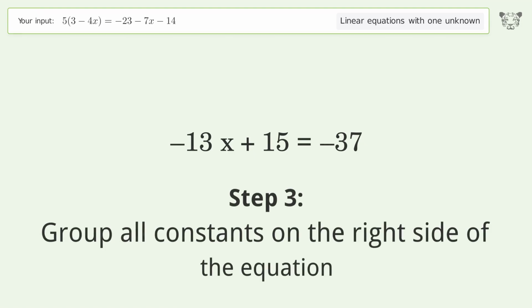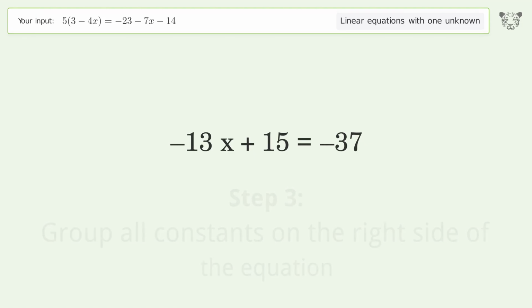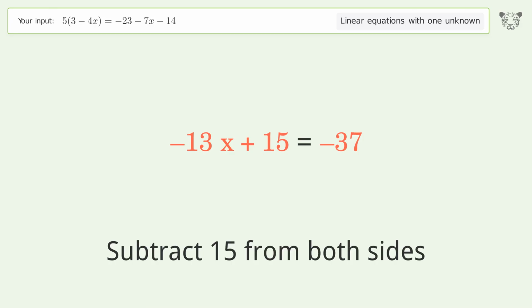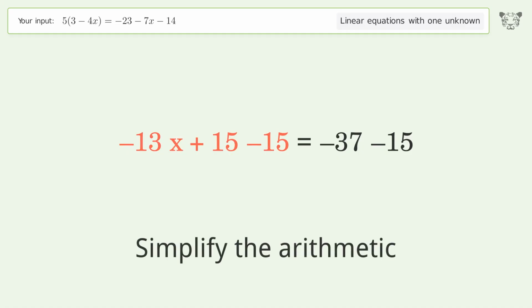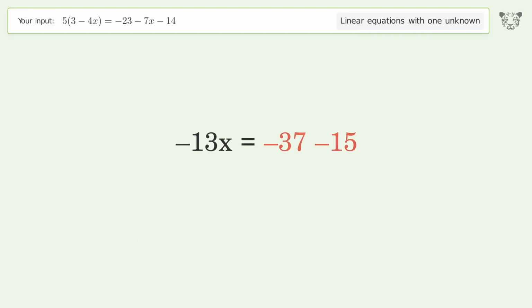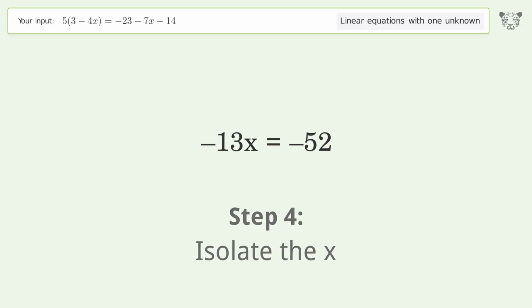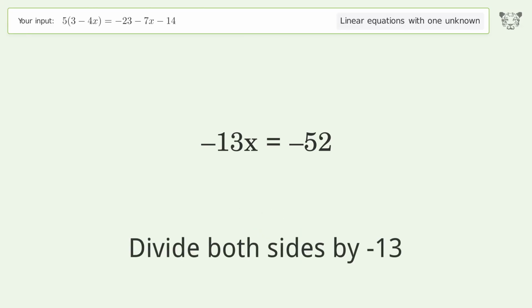Group all constants on the right side of the equation. Subtract 15 from both sides. Simplify the arithmetic. Isolate the x. Divide both sides by -13.